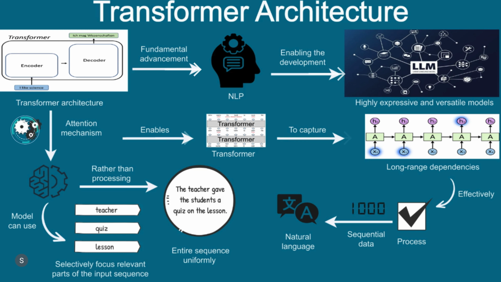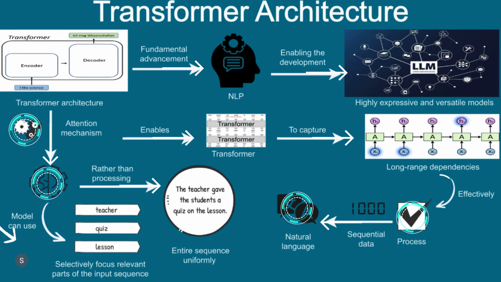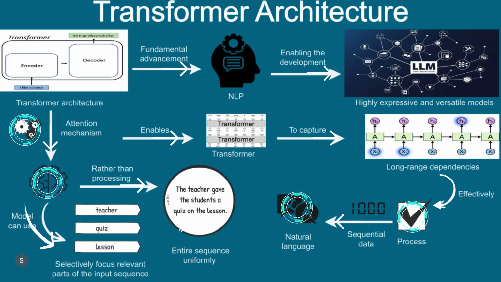Transformer architecture. The transformer architecture is a fundamental advancement in NLP, enabling the development of highly expressive and versatile language models. This architecture is based on the attention mechanism, which a model can use to selectively focus on relevant parts of the input sequence rather than processing the entire sequence uniformly. This attention mechanism enables the transformer to capture long-range dependencies and effectively process sequential data, such as natural language.